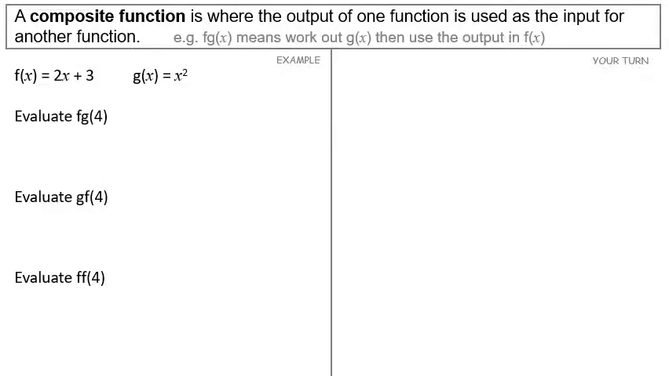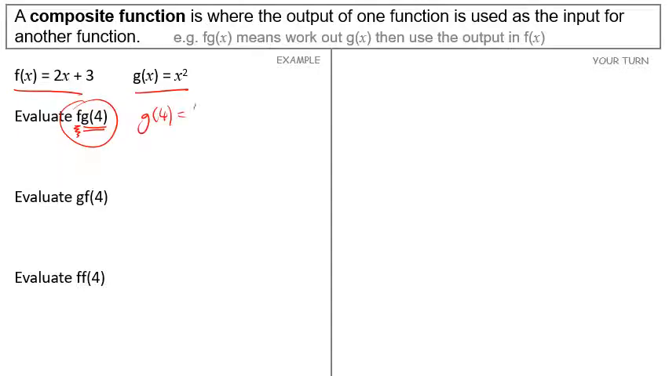A composite function is where the output of one function is used as the input for another. So here we've got f of x is 2x plus 3 and g of x is x squared. What we're being asked to do here is first of all to substitute 4 into g of x and then use the output of that in function f. So we'll do that step by step.